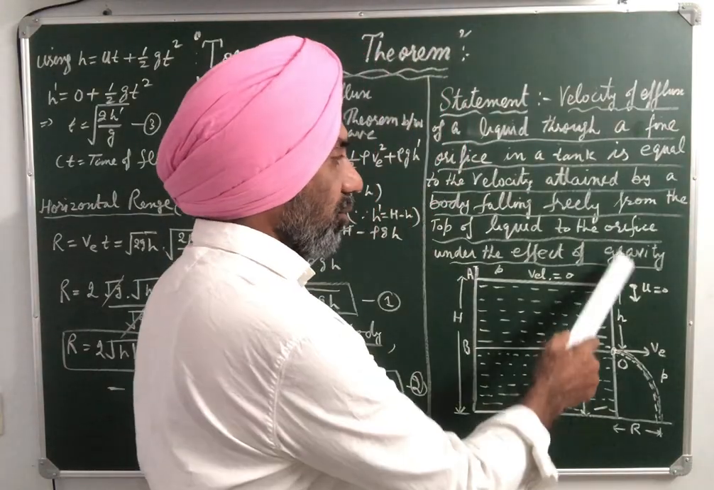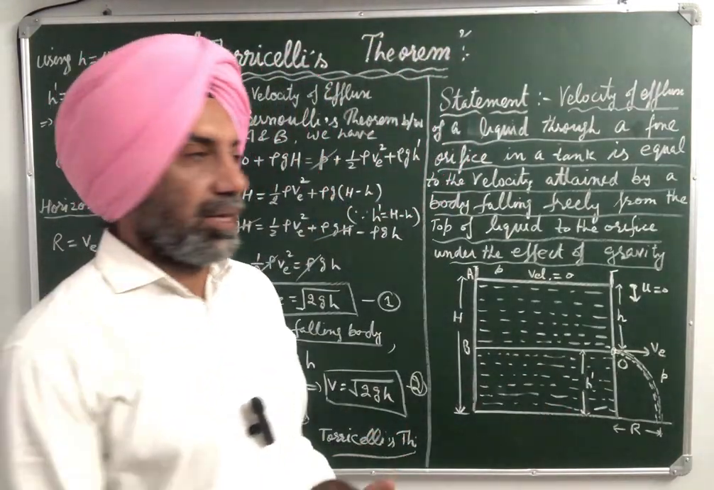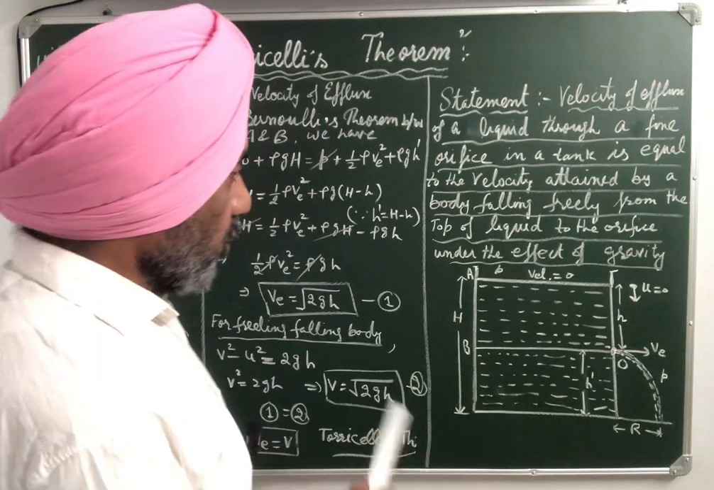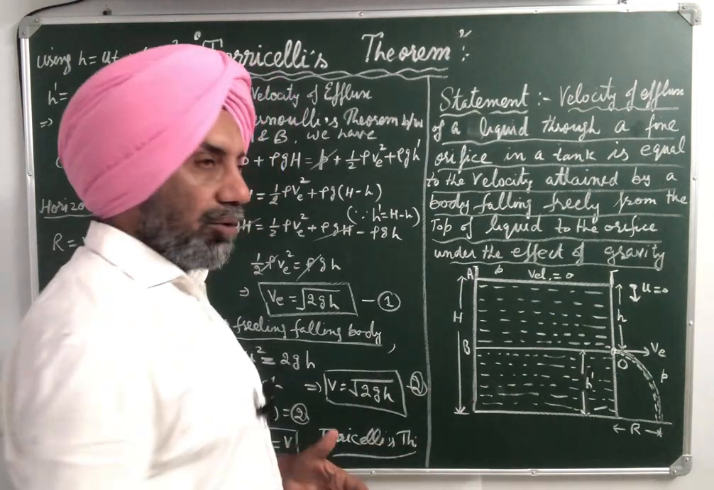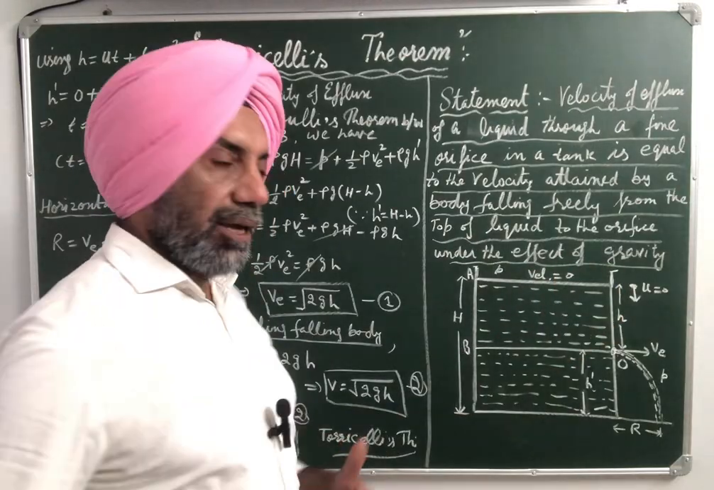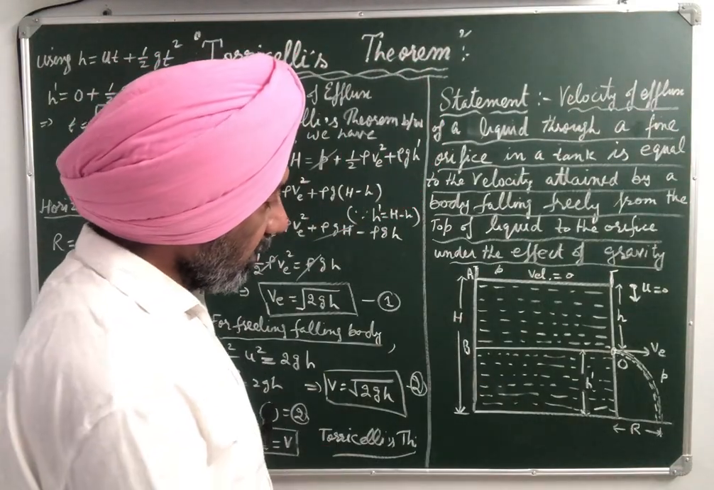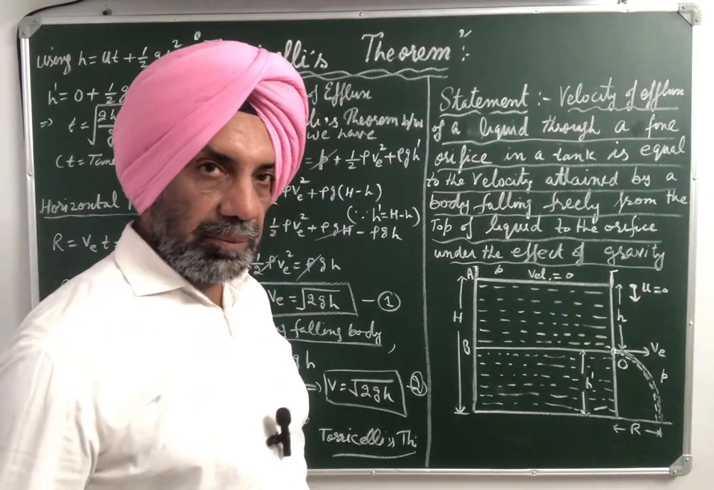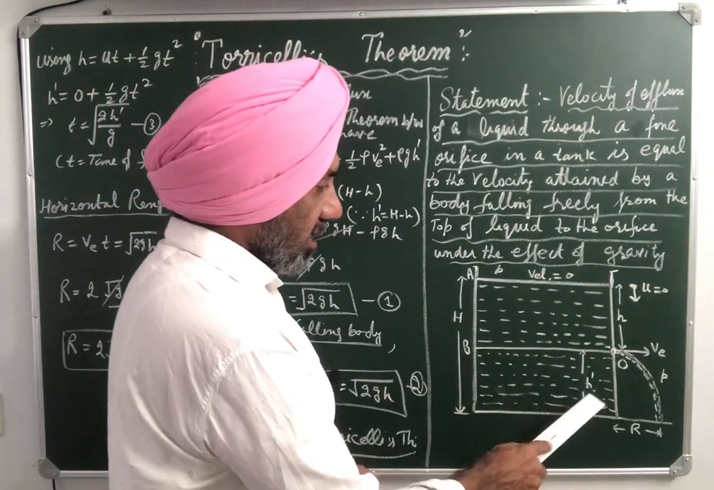So the velocity of efflux is equal to the velocity of a body falling freely through height h between the top of the tank and the orifice. To prove this theorem, suppose we have a large tank and capital H is the height of the liquid inside the tank. The top of the tank is open and there is atmospheric pressure surrounding it. Let H dash be the height of the orifice from the bottom, and h the distance between the top of the liquid and the orifice, so that h plus H dash is equal to capital H.